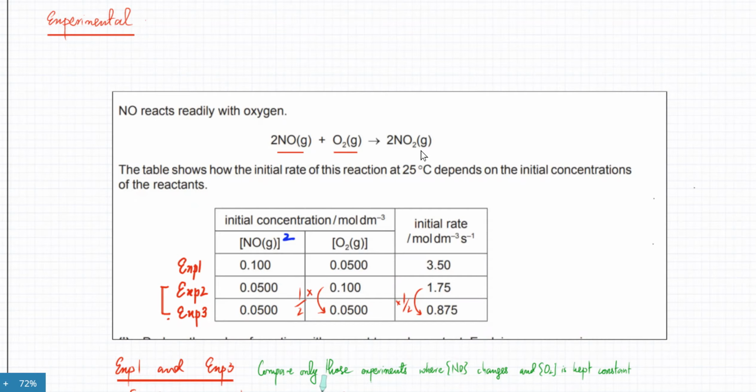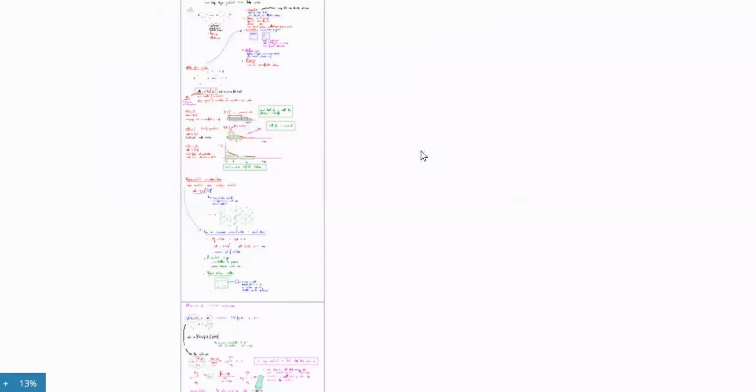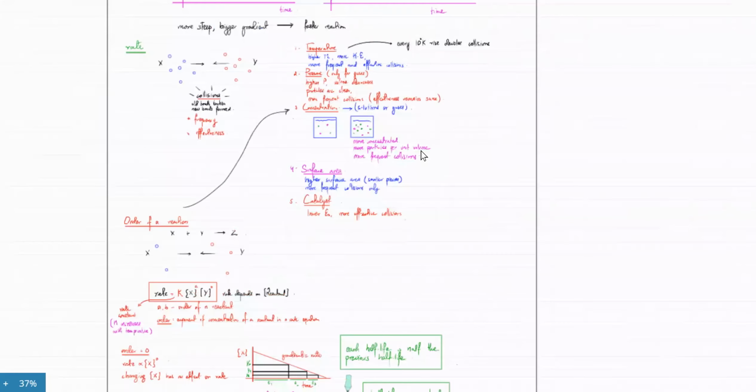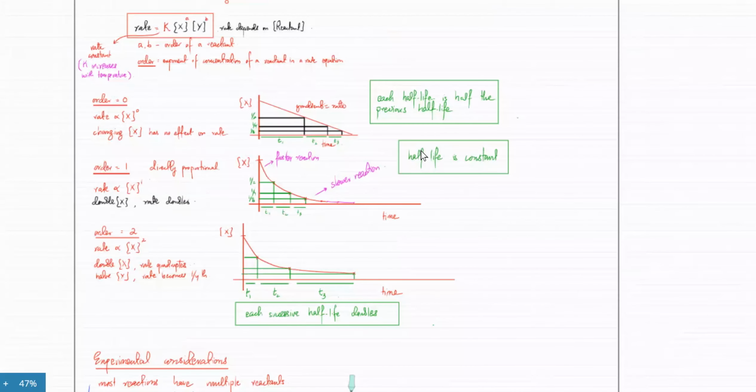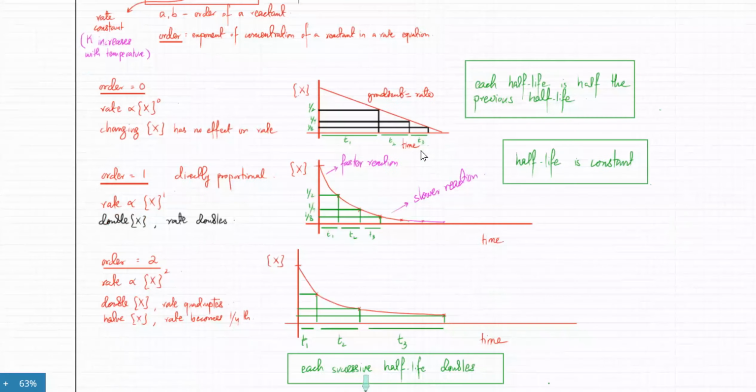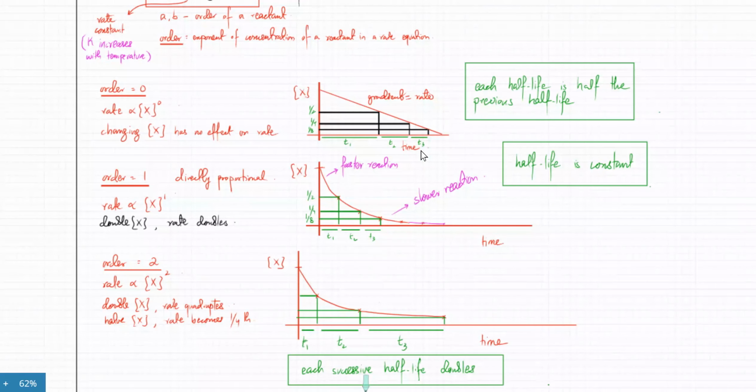Now, the first experimental method we'll come to later. First, a quick recap. A rate is where you measure the change that's happening with respect to time. This was the first thing that we studied, which was the half-life method. What you do is you plot the reactant concentration and you see how it varies with respect to time.